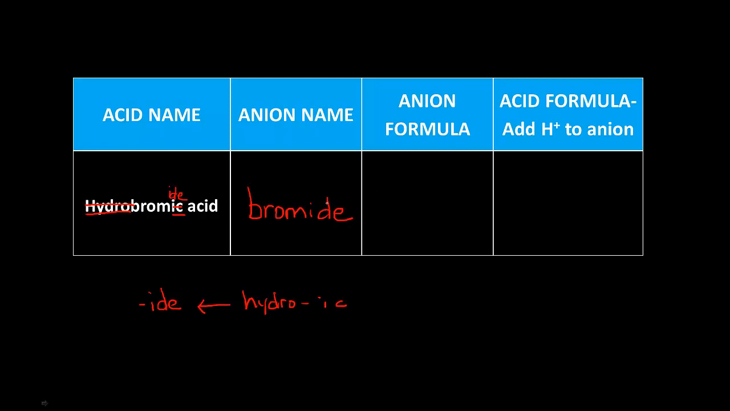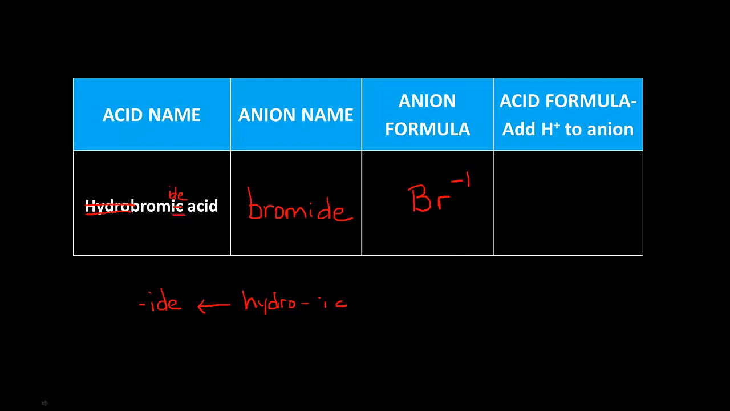Now our anion formula. Bromide, it ends in IDE, so it is found on the periodic table. So we're going to change this ending to INE, so that's bromine. Well, bromine is in group 17, which means it has 7 valence shell electrons. It is easier to gain 1 electron than lose 7. Gain 1, that's its oxidation number, -1. Because it's gaining an electron, electrons are negative, so it's a -1.